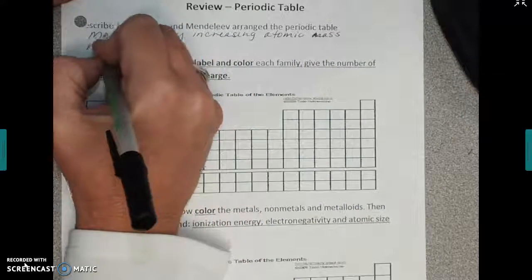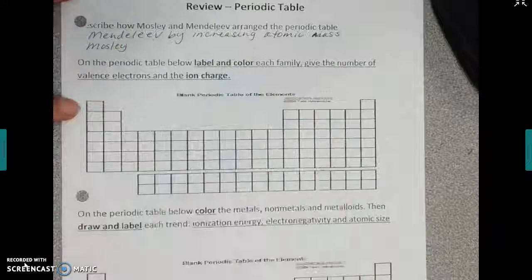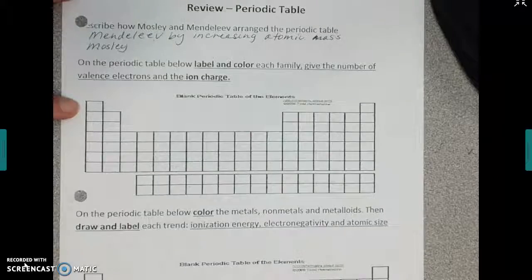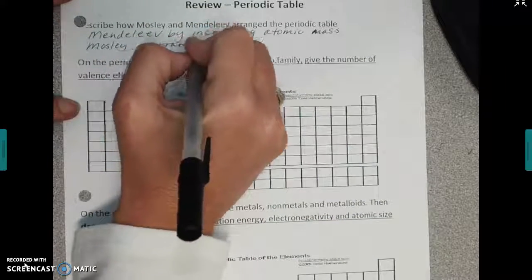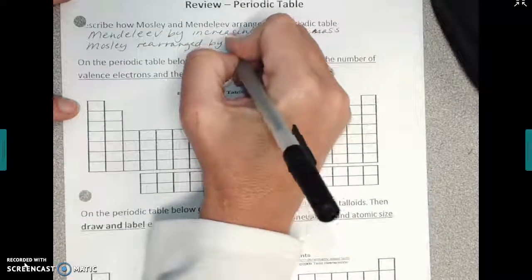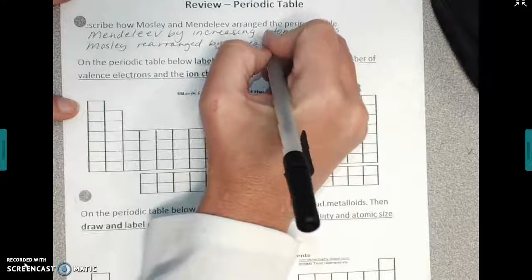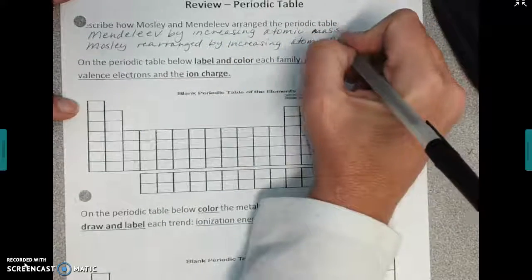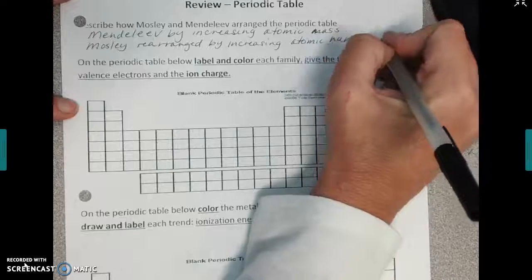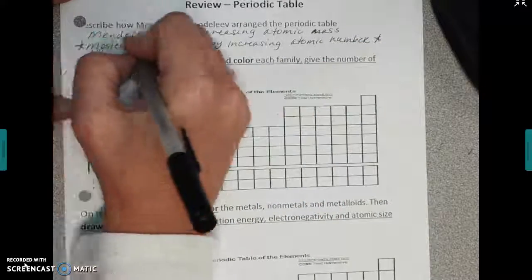And then Henry Moseley rearranged by increasing what? Good, by increasing atomic number. Which one do we use today? The atomic number. So make sure you know that.